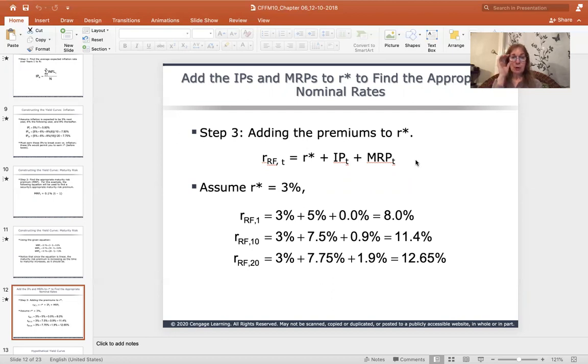Now, if these were corporate bonds, we would add the default risk premium, which there's nothing to calculate. That's just given to you. And we would also add the liquidity premium. That's also given. There's nothing to calculate.